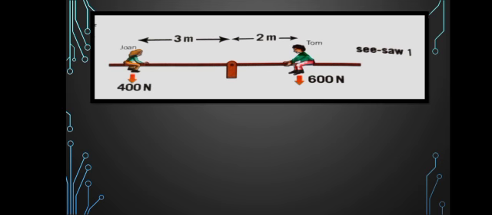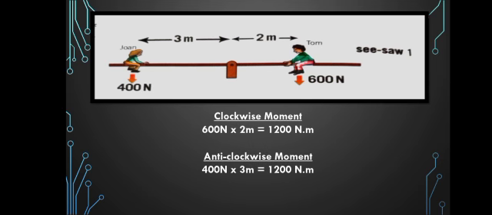Okay students, what do we have to calculate with the same formula? I am going to calculate the clockwise moment and anti-clockwise moment. For the 600, I have to multiply with 2 meter. Then I get 1200 Newton meter moment in the clockwise direction, because 600 will move in this manner, and 400 will move in the anti-clockwise direction. I have to multiply 400 with the distance 3. 400 Newton times 3 meter is equal to 1200 Newton meter.